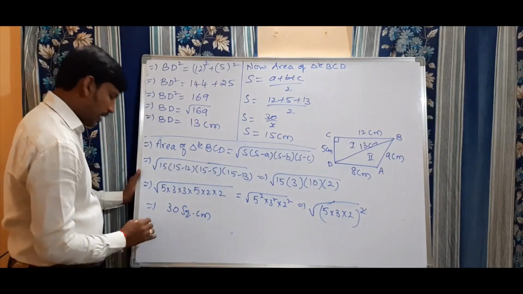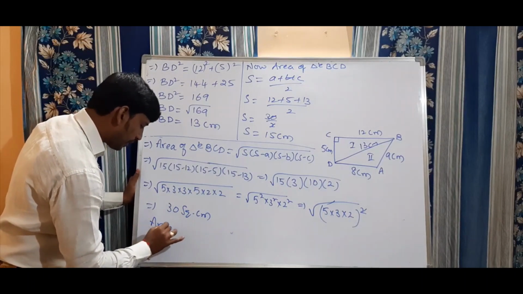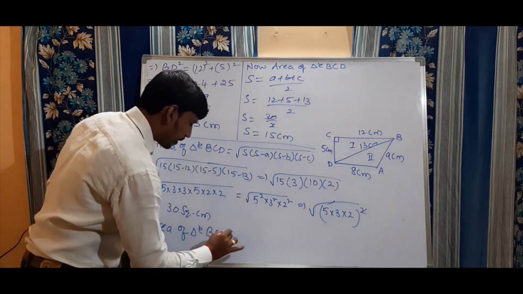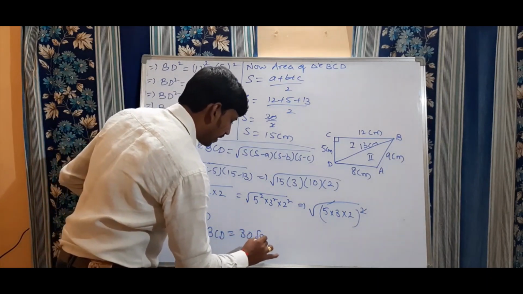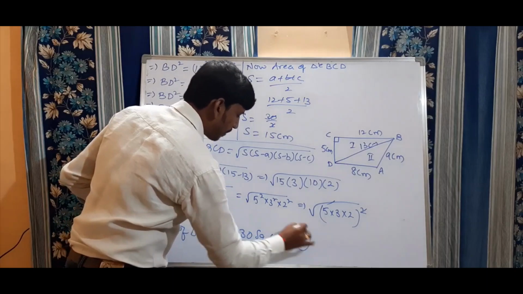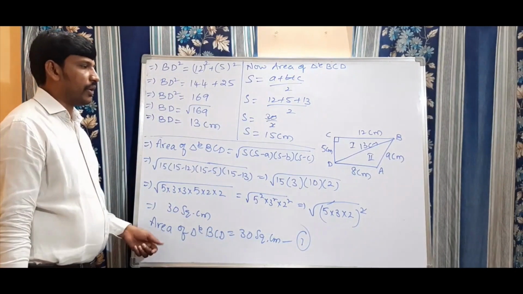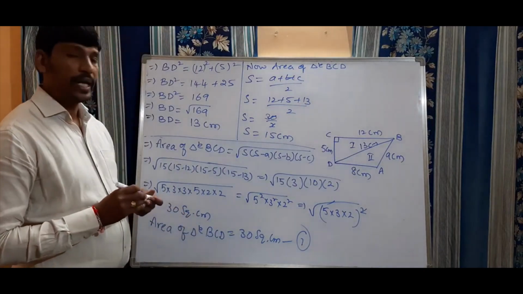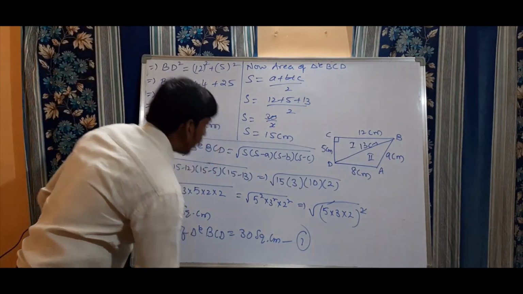So here the area of triangle BCD is equal to 30 square centimeters. This is equation number 1. Now in the same way we are going to find the area of triangle BAD also. Clear?